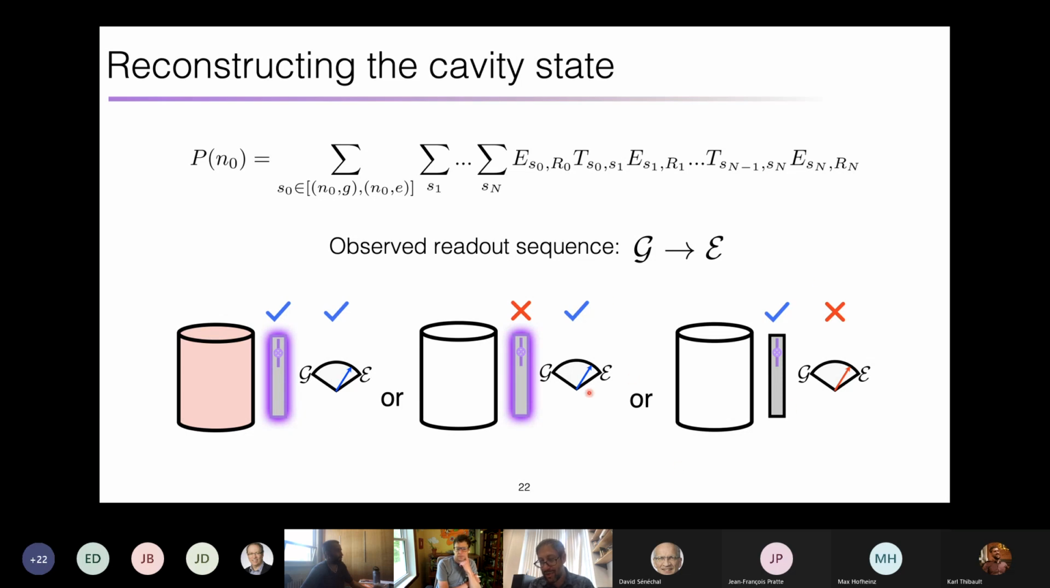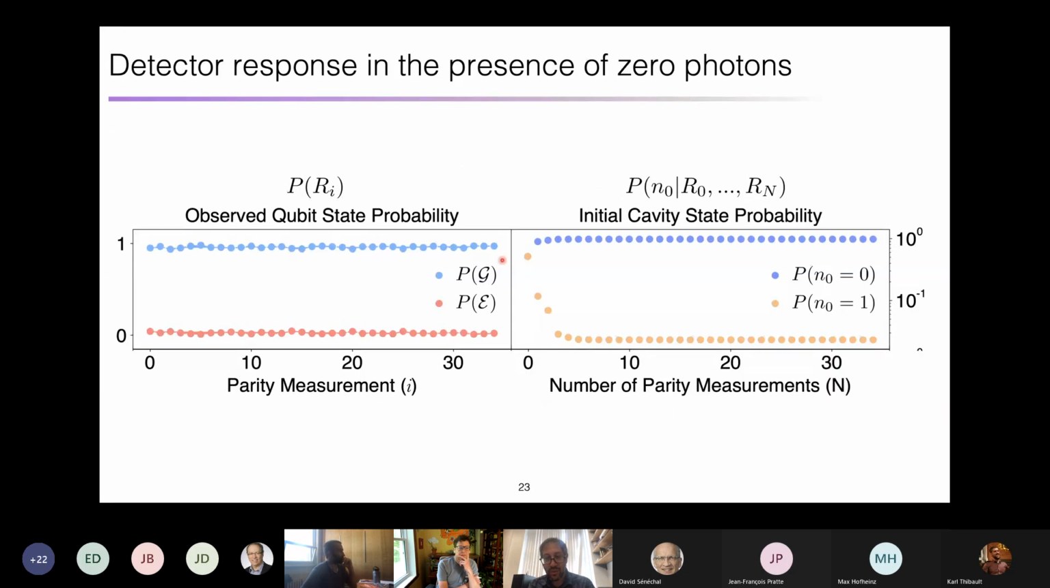But the point is that if we measure it like 30 times, then we can basically say which one is most likely. And so what this looks like is something like this. Each one of these dots is us doing a parity measurement. If it's in the ground state, basically the probability of it getting excited should always be 0, and the probability of it being 1 should be 1.